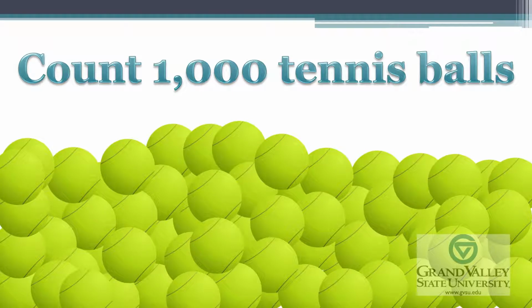Imagine you are asked to count 1,000 tennis balls. The easiest way to do this would be to count by weight. This can be done by finding the average mass per ball and then weighing out the calculated mass. If all the balls are roughly the same mass, this can be achieved.